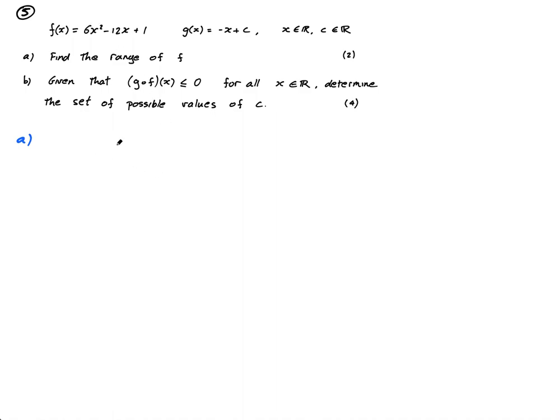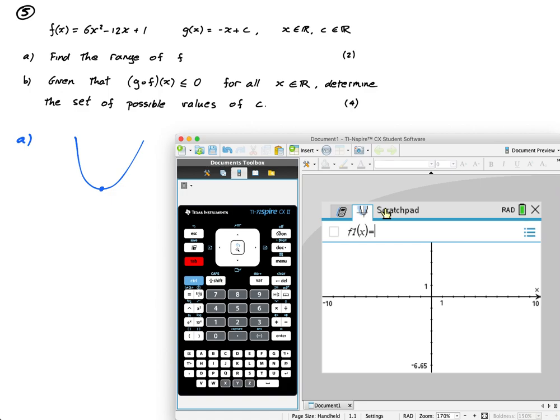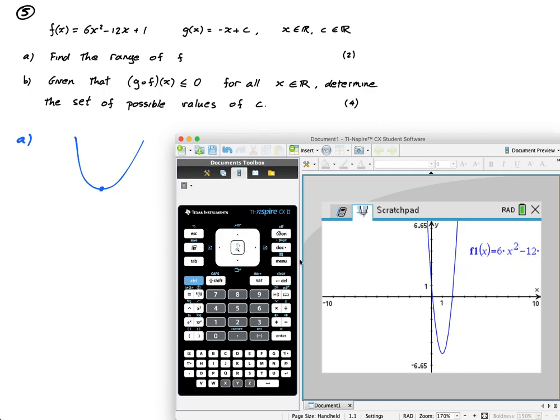f of x is a quadratic, which means it's a parabola, and the range is just going to be the y values bigger or equal to this minimum, because there are no values below this minimum point. So I'm going to just draw this graph. It is 6x squared minus 12x plus 1. This is the graph.